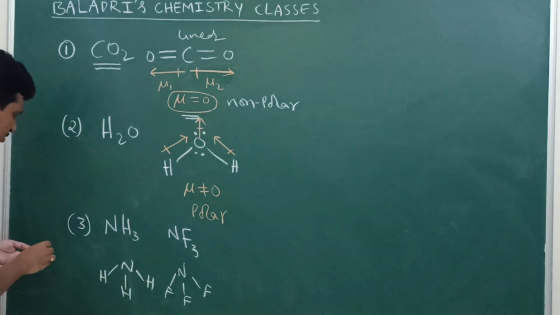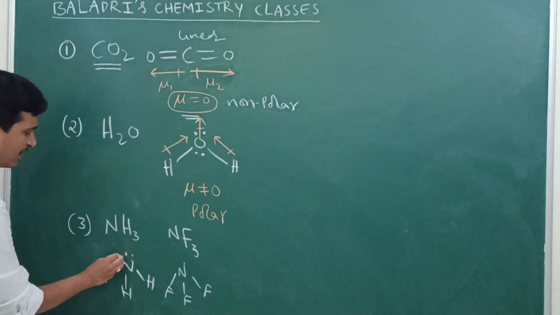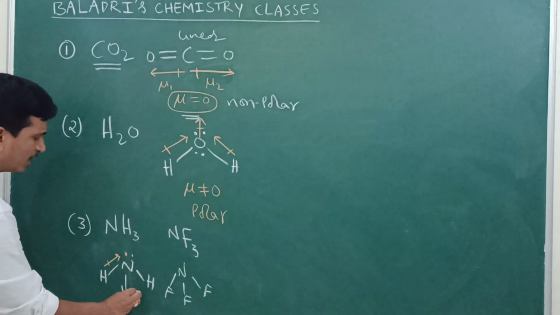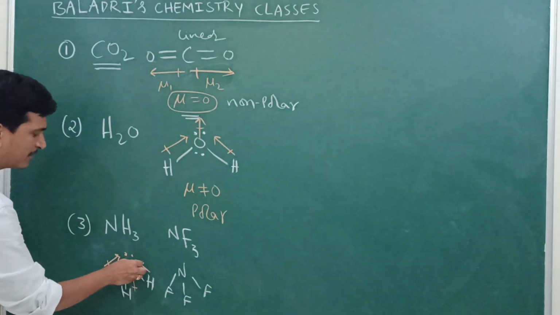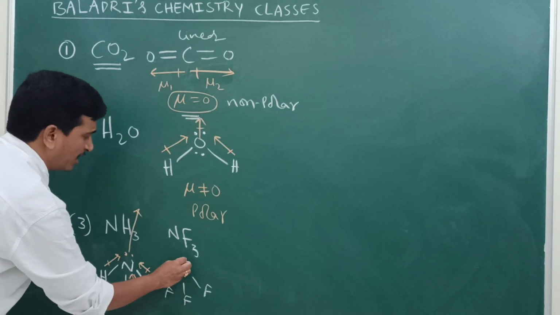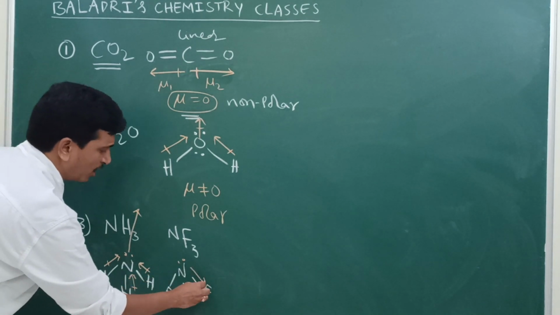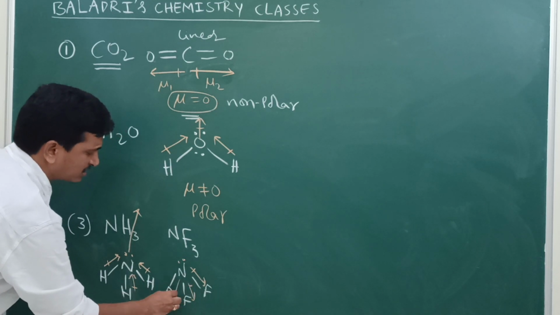Now between nitrogen and hydrogen, which is more electronegative? Here a lone pair will be there on nitrogen. Nitrogen is more electronegative than hydrogen, so all these vectors will be towards nitrogen, and the resulting vector increases. But in the case of the NF3 molecule, fluorine is more electronegative than nitrogen, so all the vectors will be towards fluorine.